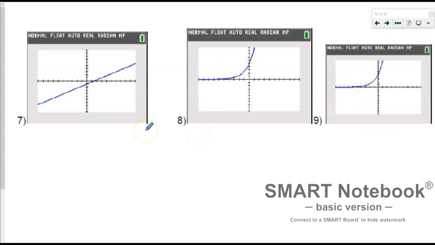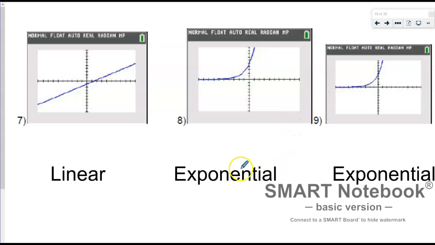So then we wanted to look at these graphs and try to figure out what they were. This is a straight line, which would mean it would be linear, and these are two curves. Actually, they're exactly the same curve, but no matter what, because these are curved in shape, we could say that this and this are exponential.